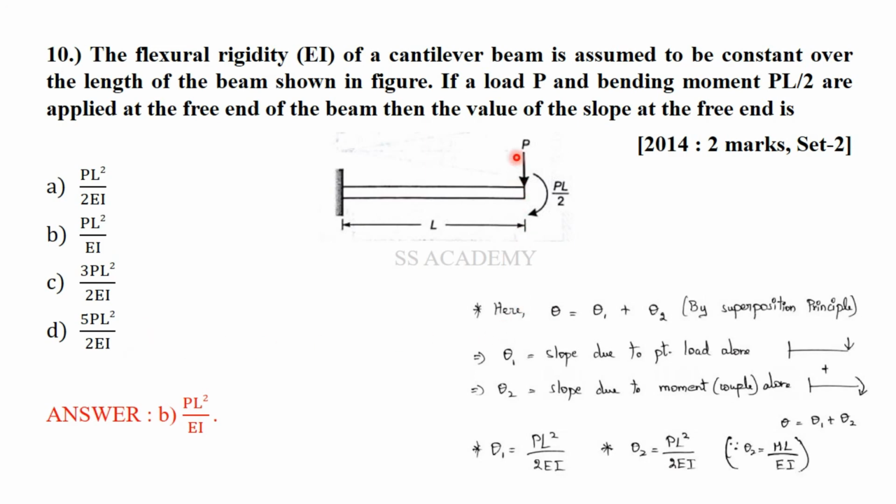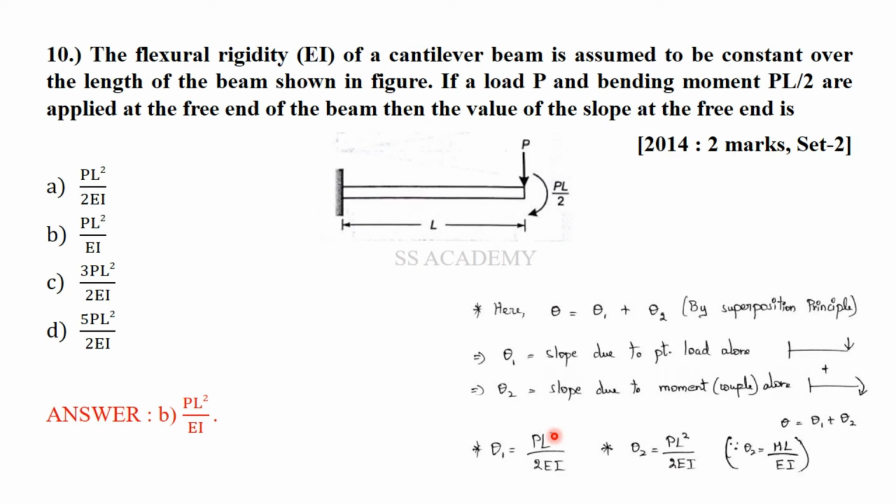Since there are two different kinds of loading, it is solved by using the superposition principle. That is, it is a simple addition problem. Here you have to add the slope due to the concentrated point load alone and the slope due to the moment alone. Here you can see theta is equal to theta 1 plus theta 2. Theta 1 is the slope due to point load alone. Here I have demonstrated the cantilever beam with point load alone. Similarly for theta 2, the slope due to the moment, that is this particular couple alone, it will be like this. So just by adding, you can get the final slope due to this kind of loading.